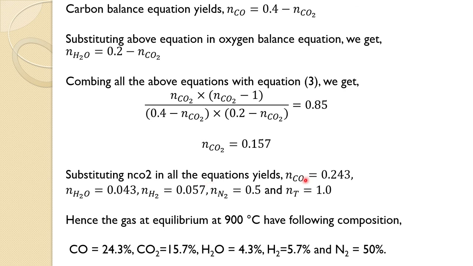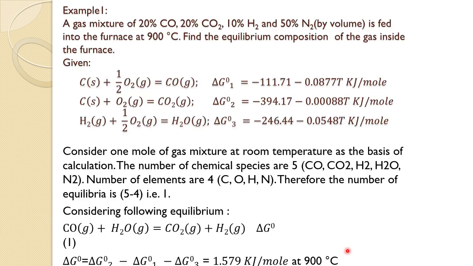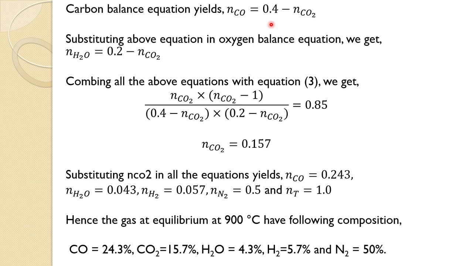Once you get this value, you have to back substitute into these equations, and here you can get the number of moles for CO, then from the other equations the number of moles for water, hydrogen, nitrogen, and the total will anyway add up to 1. So, once you know the number of moles, you can convert it into the percentage of the gases. So, CO 24.3, CO2 15.7, water is 4.3 and hydrogen is 5.7, and nitrogen does not react, so it would be the same at 50%. So, that would be the composition of the gases at equilibrium.